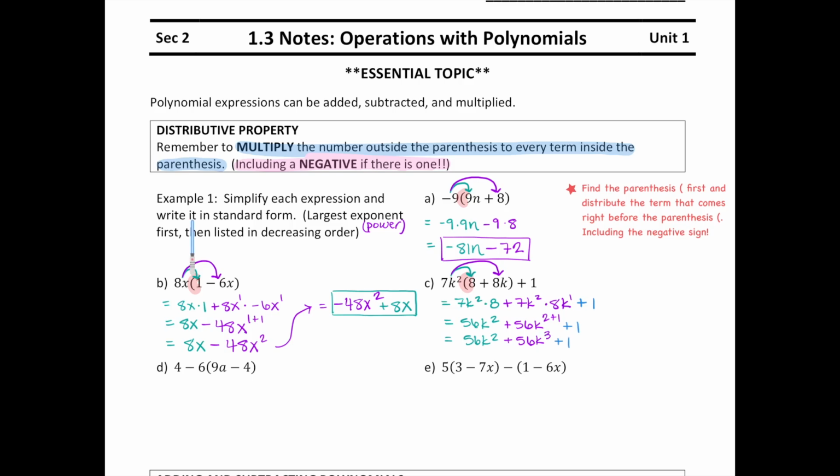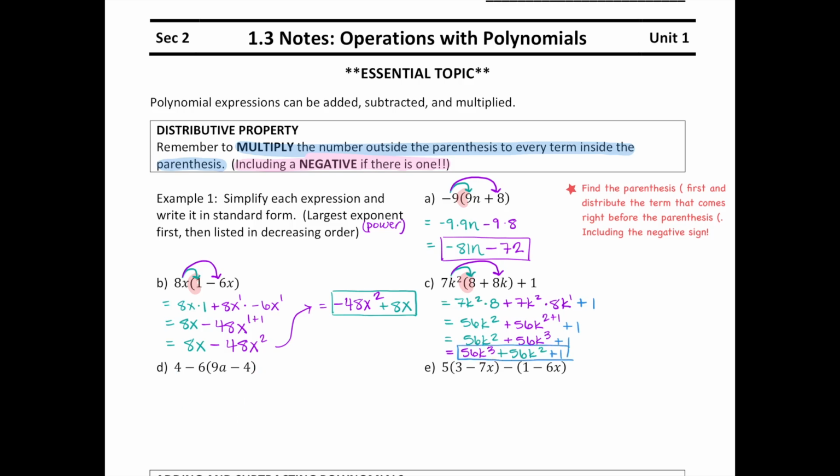And then don't forget, we need to write it in standard form. So the largest power needs to go first. And in this case, the largest power is our 3. And so the 56k cubed needs to be written first. And then the 56k squared is written next. And then we have our plus 1.